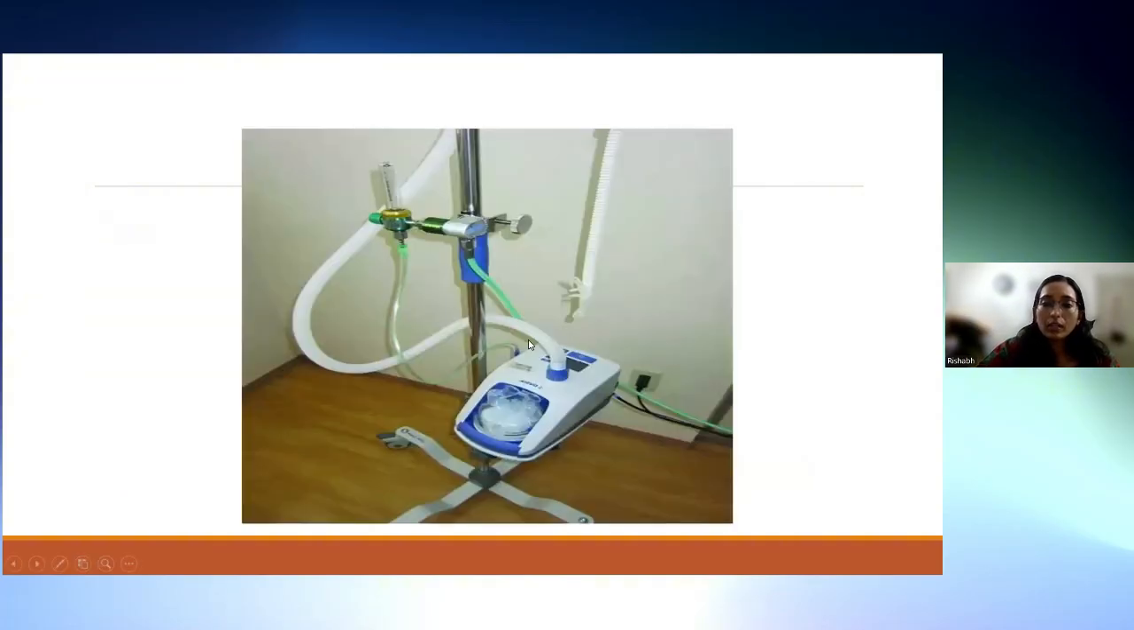So this is the oxygen source which has been connected. There's a flow meter which will show the oxygen which is connected, and oxygen is being delivered through the device.